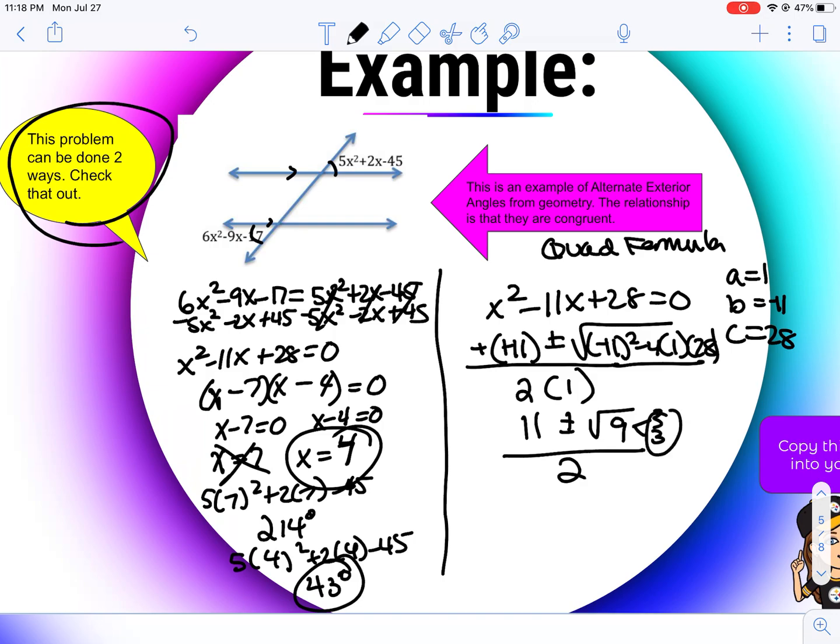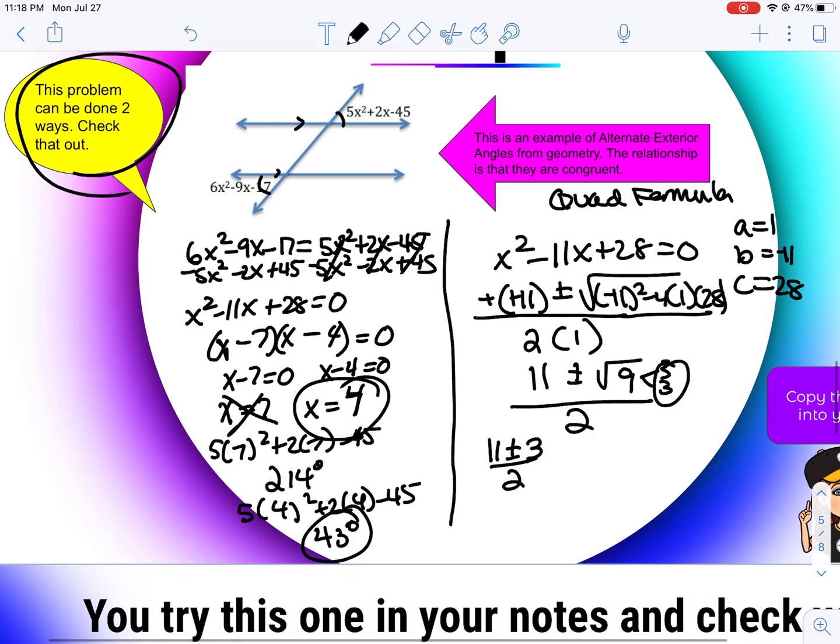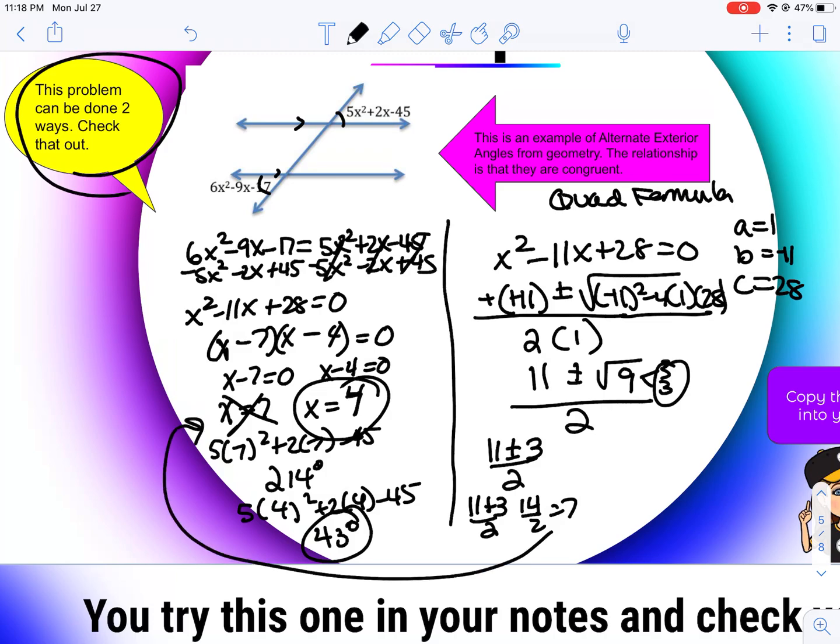Well, the square root of 9 actually works out nice and neat, or if we make a tree, we can see we get a pair and there's nothing left over. So the square root of 9 is 3 over 2. So 11 plus or minus 3 over 2. If I want to break that down, I can say 11 plus 3 over 2. Well, 11 plus 3 is 14 over 2, which is 7. That was the same as that answer there, right? And then if I do 11 minus 3 over 2, I would get 8 over 2, which is 4, which was actually our valid answer. So there's two ways to do this one that would work out.